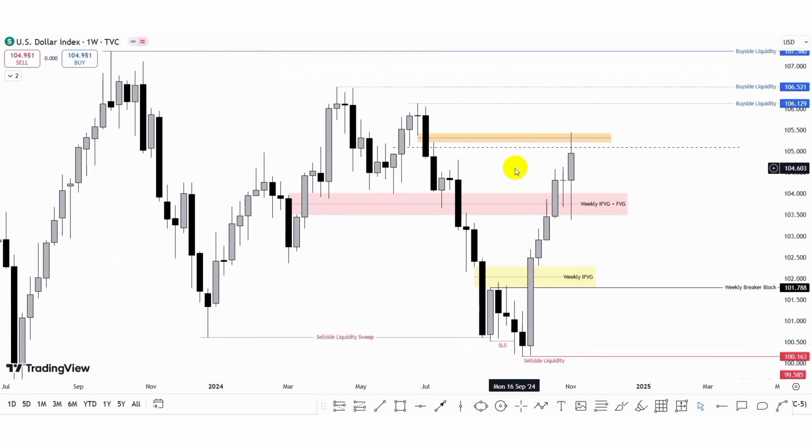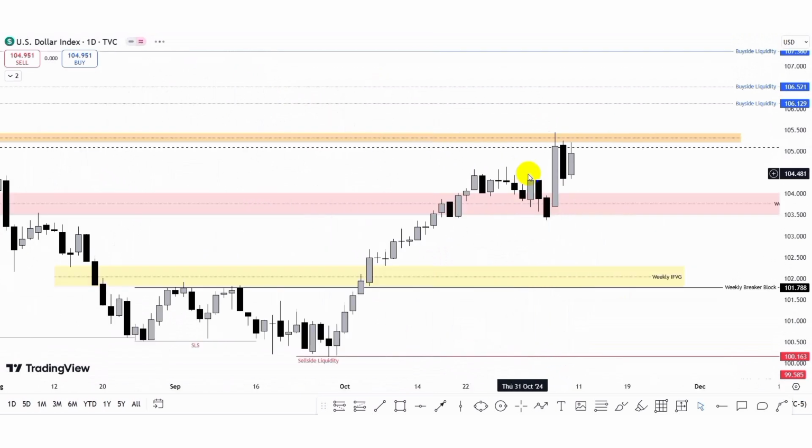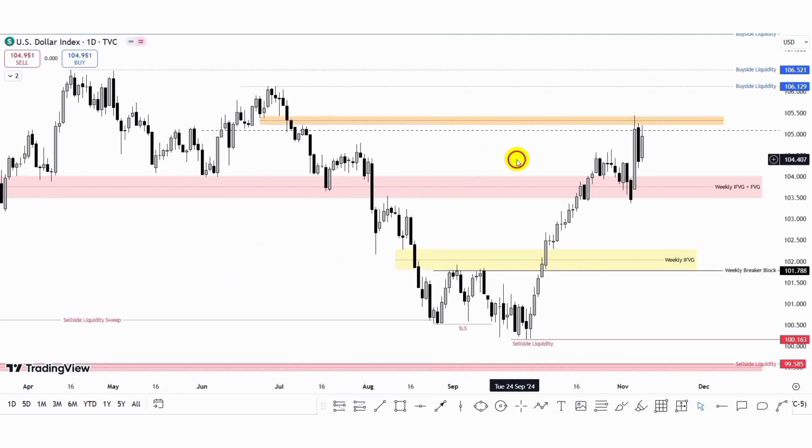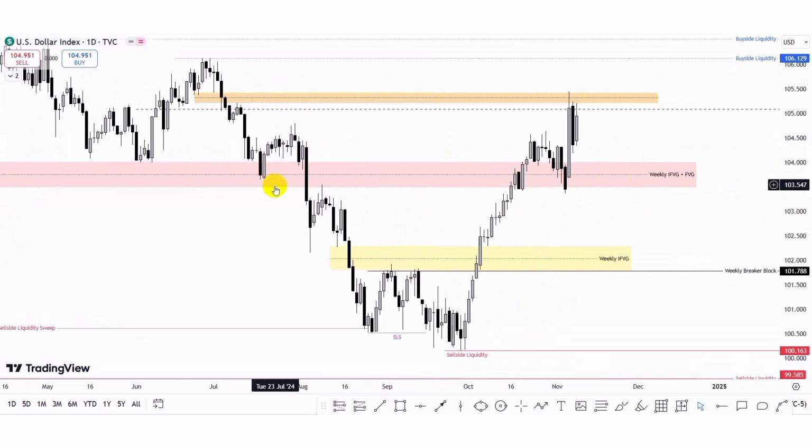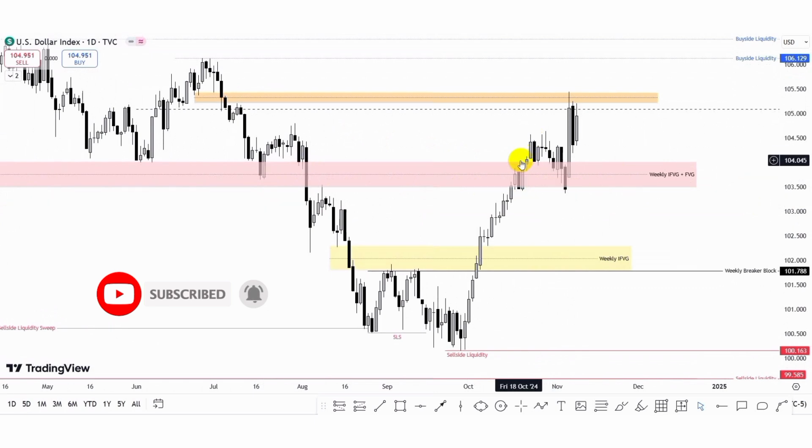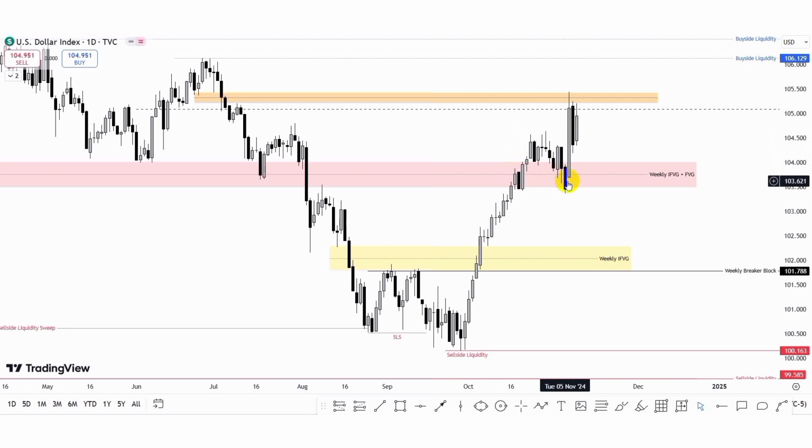So let's actually drop to the daily time frame. So here in the daily time frame, what we can see is that this fair value gap becomes an inversion fair value gap. We can see how within this fair value gap in the daily time frame, which is the weekly fair value gap, we can see that price created this sell candle before the bullish move to the upside. Now what we can see is that price returned to retest the fair value gap as an inversion fair value gap. And then we have this bullish impulsive move of price to the upside.